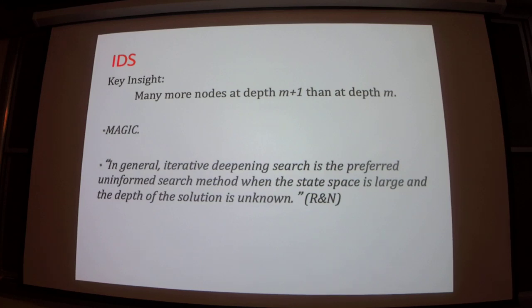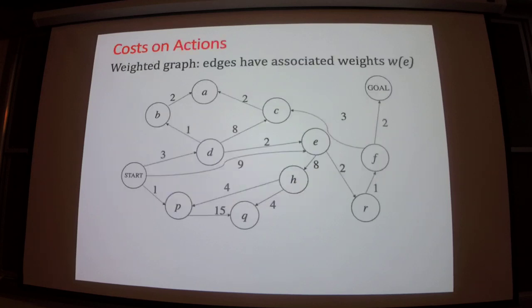Okay, from the textbook, in general, iterative deepening search is the preferred uninformed search method when the state space is large and the depth of the solution is unknown. Okay. So up until now, we've had this constant cost on these transitions, right? What happens if we have a weighted graph?